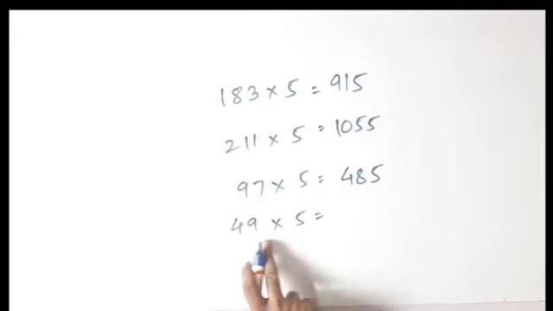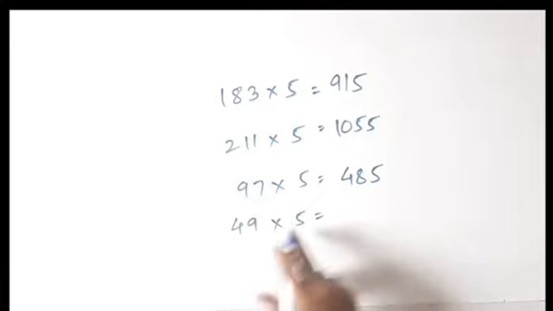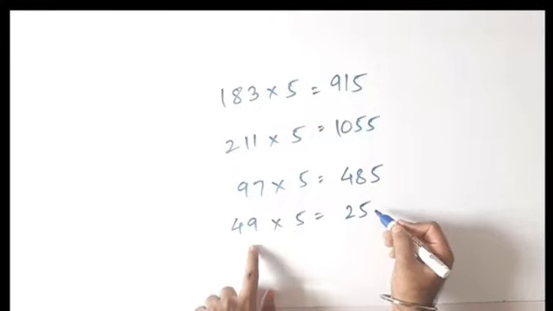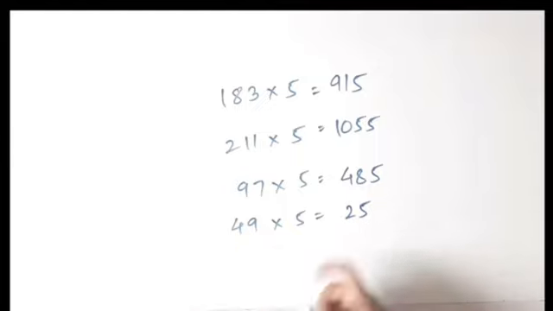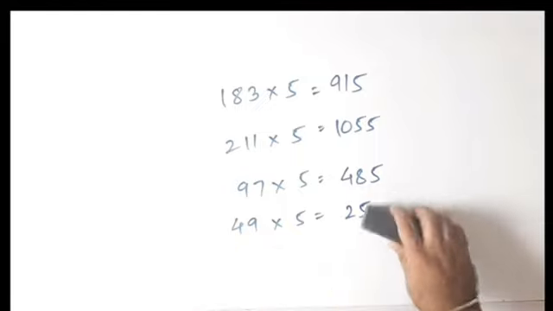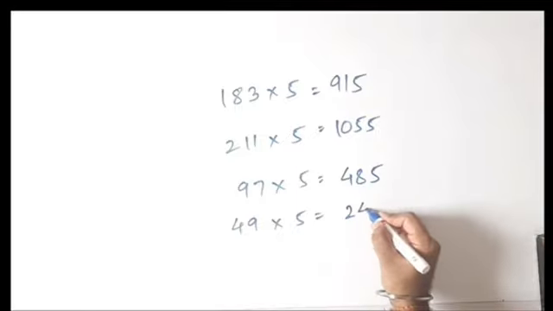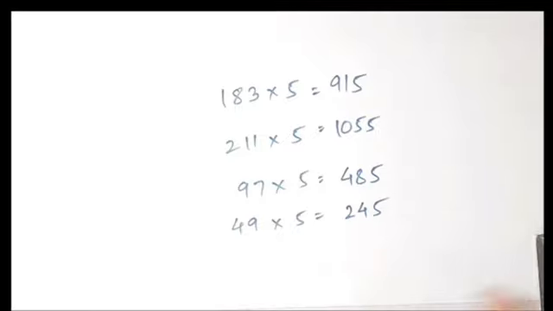Then this is very simple. I want to know what is 49 times 5. 50 times 5 is 250, but I want to come 5 behind. Because I have gone ahead here, it will be 245. Fine students, have you got it?